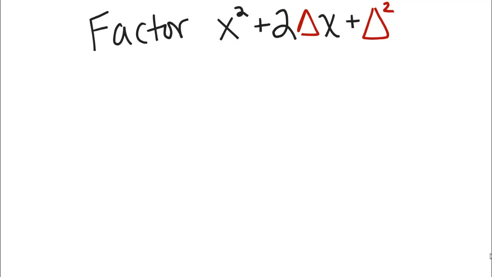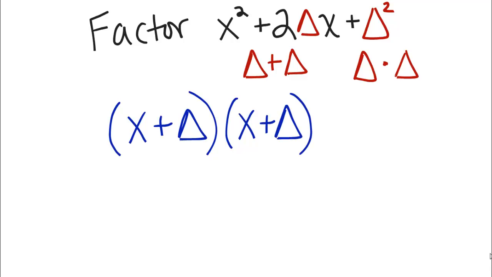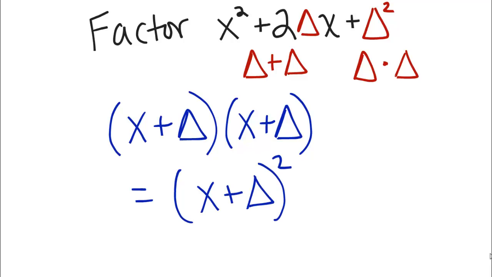Take a look at this. x squared plus 2 triangle x plus triangle squared. This is just a general form of a perfect square trinomial. I know that I can multiply triangle times triangle to get triangle squared. Triangle plus triangle would give us 2 times triangle. So if we were factoring this, it would just be x plus triangle times x plus triangle. Just trying to generalize this. So now if triangle was a 5 or a 7, whatever, we now have a method to factor this. I could also call this x plus triangle squared. So that's another thing to look for, are perfect square trinomials.